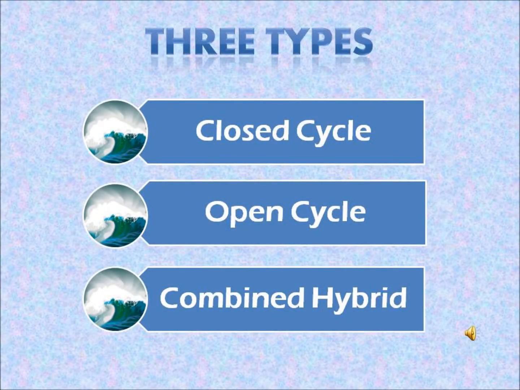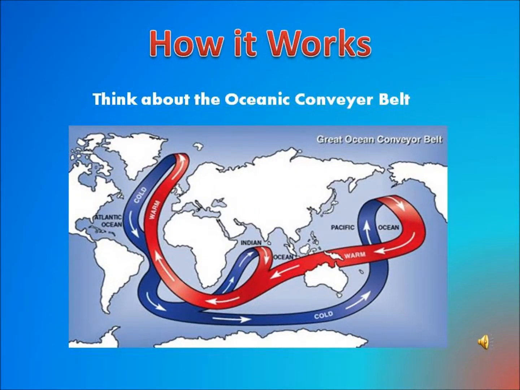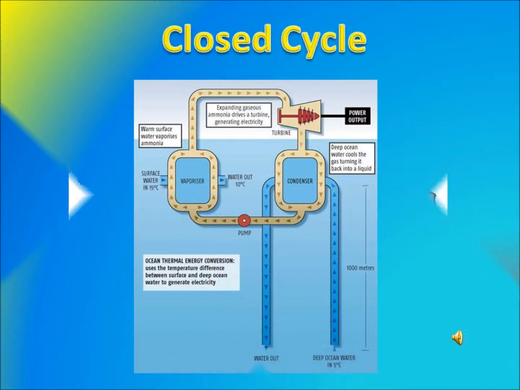For the OTEC system, there exist three types of plants that can be built: a closed cycle, open cycle, and combined hybrid system. These plants must be located in warm areas in which cold water is present. That is, look at the oceanic conveyor belt. From the diagram, we can see that areas such as Puerto Rico, the Bahamas, Cuba, and the east side of South America are ideal. These conditions must be present because the OTEC system relies on hot and cold water to generate electricity at all times.